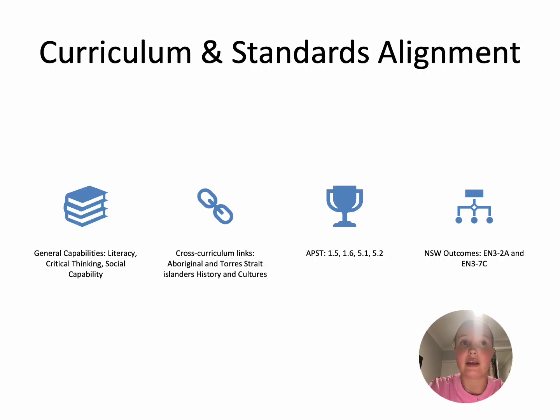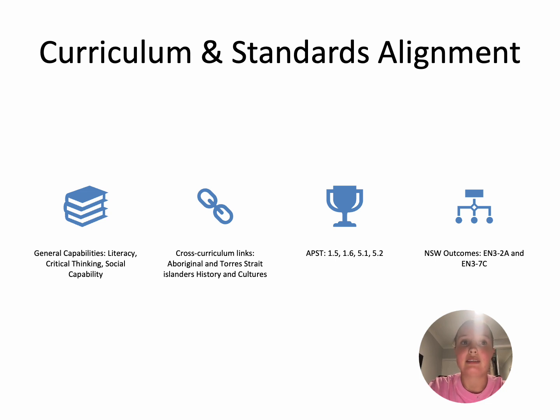The lesson aligns with the New South Wales English Syllabus Outcomes EN3 2A and EN3 7C. It incorporates and embeds general capabilities such as literacy, critical and creative thinking, personal and social capabilities. Cross-curriculum priorities are addressed through culturally responsive teaching and inclusive practices.